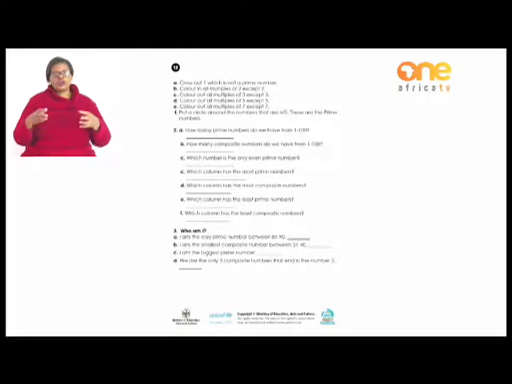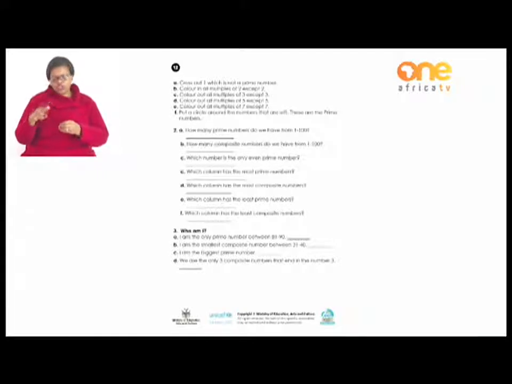B says, color in all multiples of 2 except 2. In case you have forgotten what the word multiples means, it is like this. If you are asked, what are the multiples of 4? It will be 4, 8, 12, 16, 20, 24. Those are multiples. Okay? So, color in all the multiples of 2 except 2.